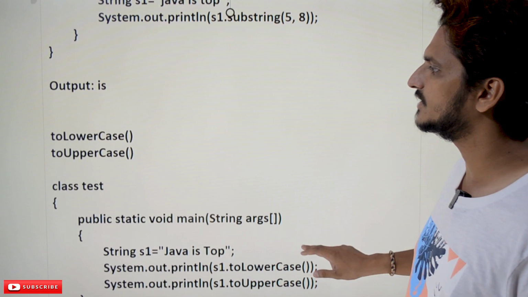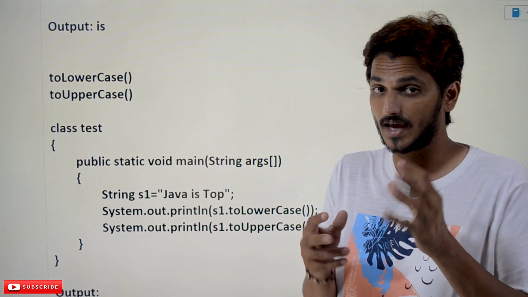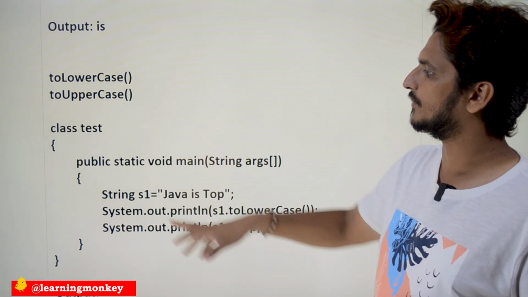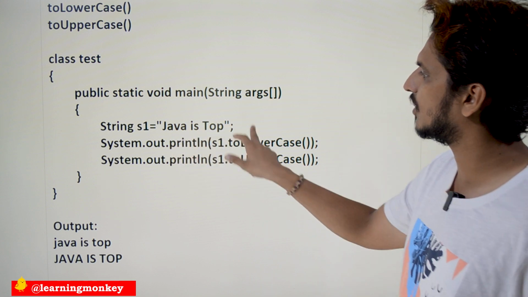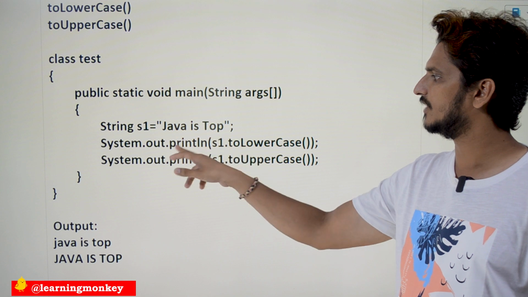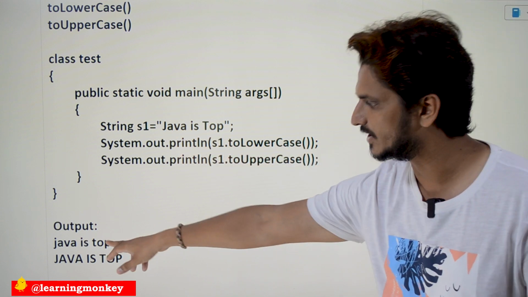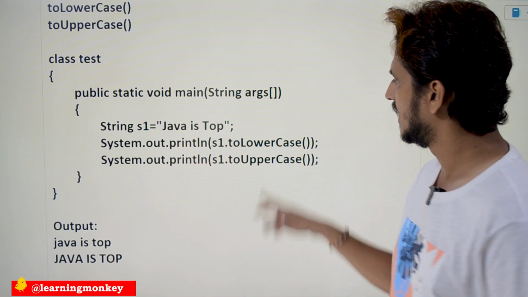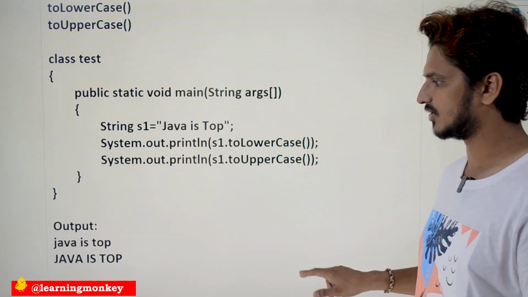Now coming to the next one, toLowerCase() and toUpperCase(). You can convert our characters into lowercase and uppercase using these methods. So if you consider this, S1 is equal to "Java is top". J is a capital letter, T is a capital letter. If you consider S1.toLowerCase(), it is going to convert into "java is top". All the characters are converted to lowercase. If you use toUpperCase, "JAVA IS TOP". So our output is JAVA IS TOP.